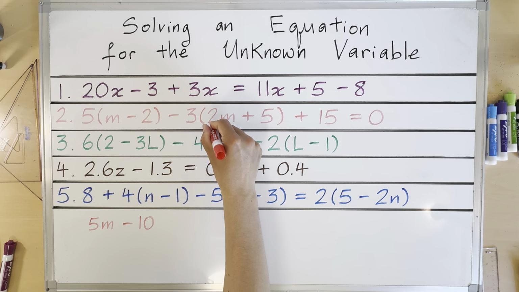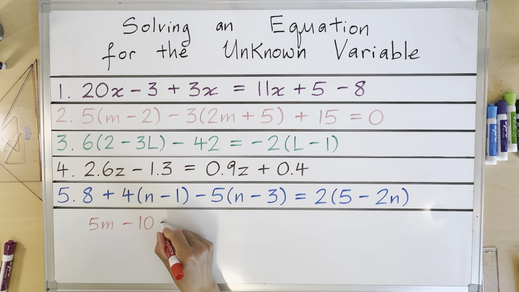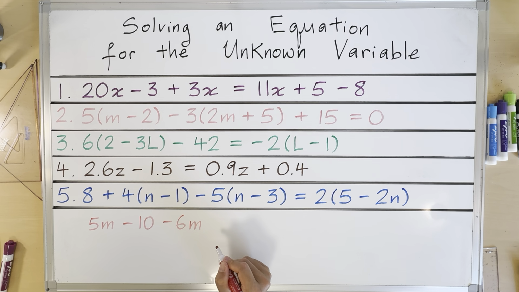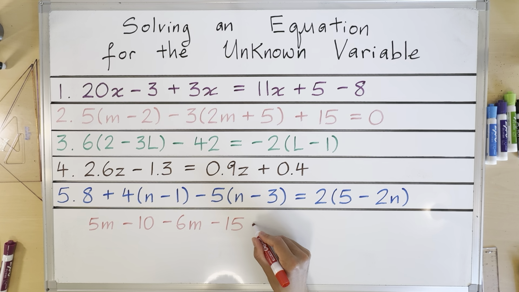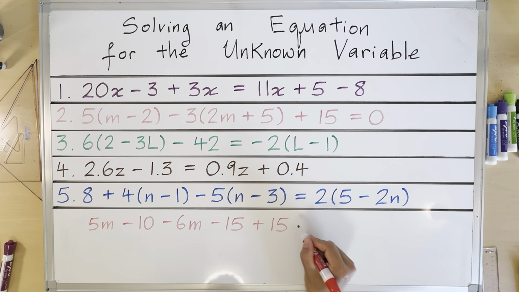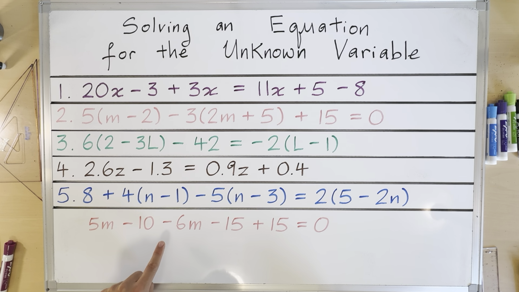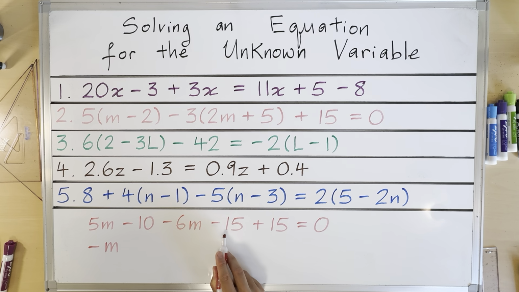Negative 3 times positive 2m, well, that gives us negative 6m. Negative 3 times positive 5, that gives us negative 15. Plus 15 is equal to 0. Now what we want to do is gather like terms. 5m minus 6m gives us negative m. Negative 10 minus 15 gives us negative 25. Negative 25 plus 15 gives us negative 10.